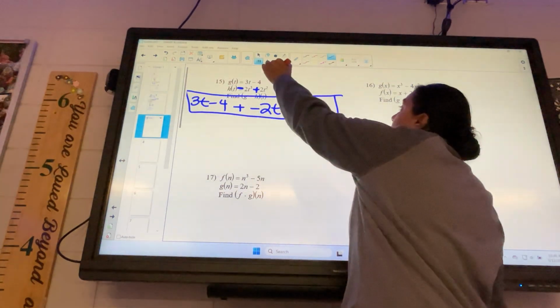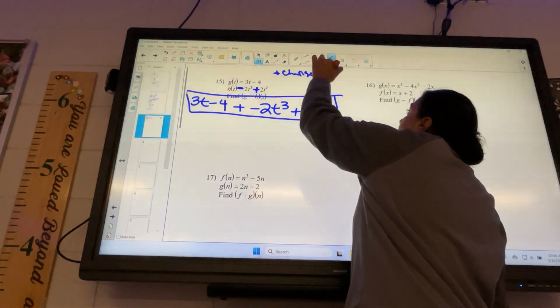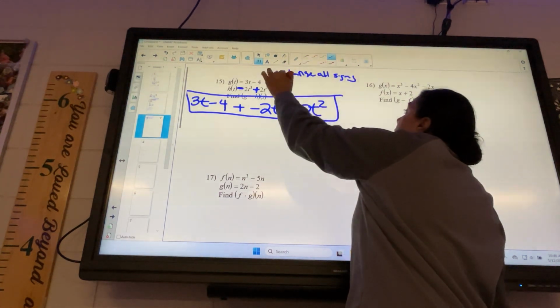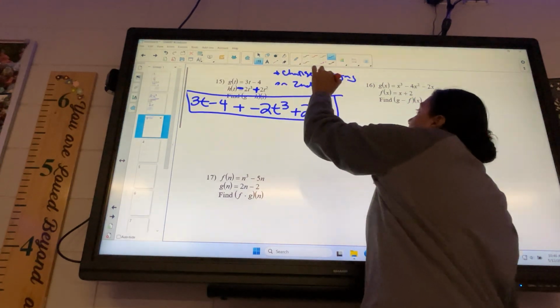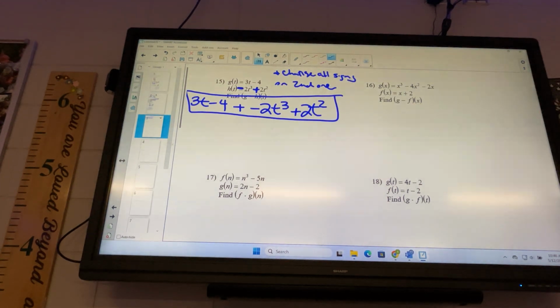If you need to write yourself a note, you need to say change all the signs on the second one. That's only for when you subtract. Only when we're doing the subtraction one, and then you do it just like the addition one.